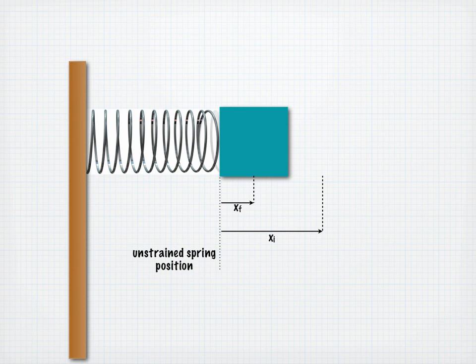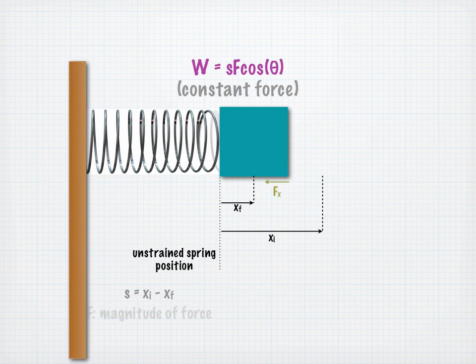If you recall, work is equal to S times F times the cosine of theta for a constant force. S is the magnitude of the displacement of the object and is given by the change in the position of the object. F is the magnitude of the force responsible for the displacement. Theta is the angle between the displacement and force vectors. In this case, it's 0 since the two vectors act in the same direction.